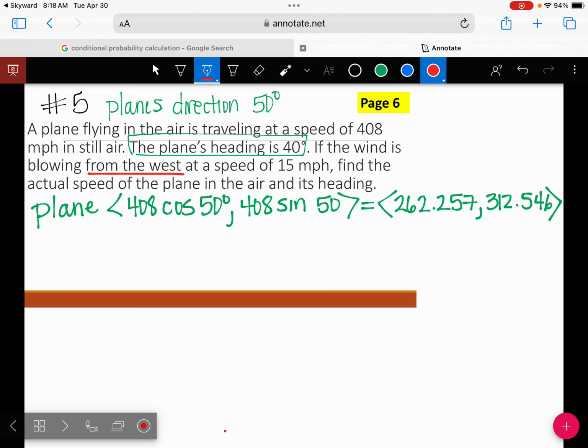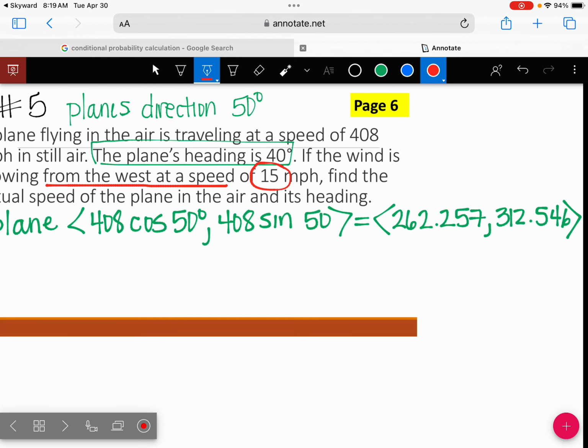And the speed is 15. So if you look at the board, if you're blowing from the west, so this is, remember, east is 0, west is 180. So if I'm coming from the west, that means I'm going east. And what angle am I going to use for east? 0 degrees. So the wind is blowing east. I'm going to write that.